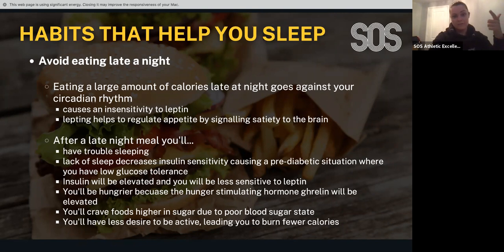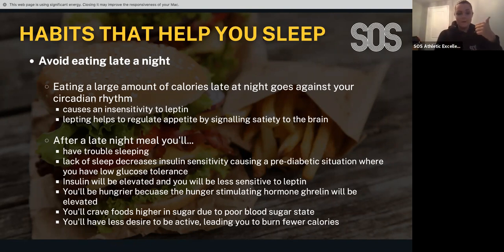Lack of sleep decreases insulin sensitivity, causing almost like a pre-diabetic situation where glucose tolerance is a little bit lower. Insulin will then be elevated and you'll be less sensitive to leptin. You'll end up being hungrier the next day because the hunger-stimulating hormone ghrelin will be elevated. You'll crave foods higher in sugar because your blood sugars are a little bit off. And then because you're tired, you'll have less desire to be active, which will mean you'll burn fewer calories. So it's a knock-on effect.